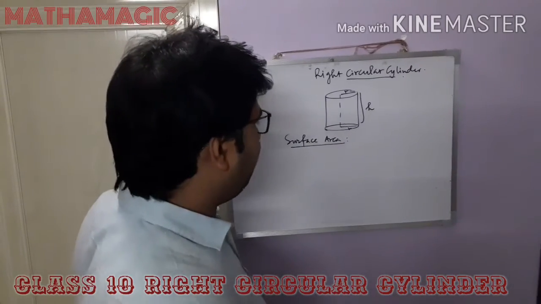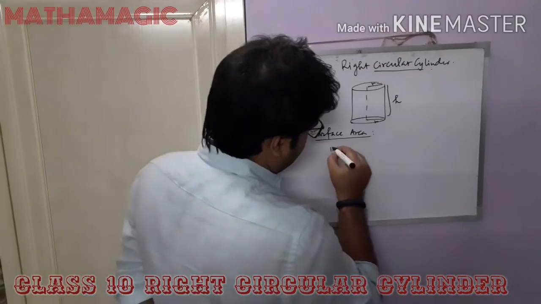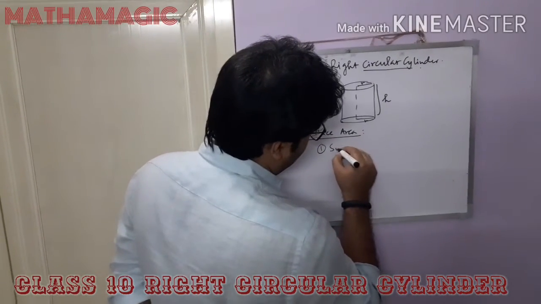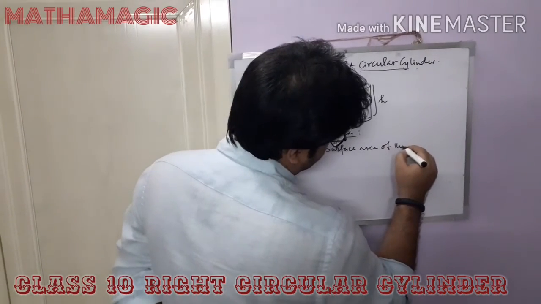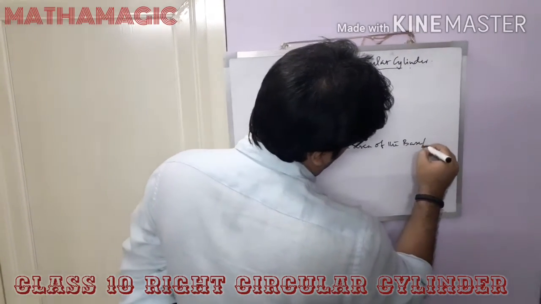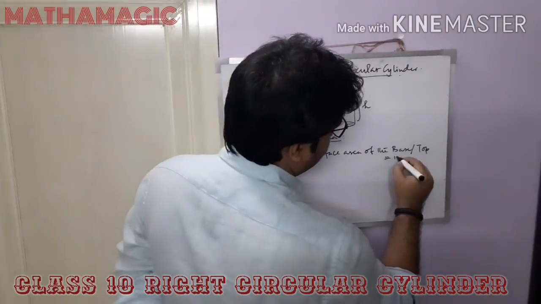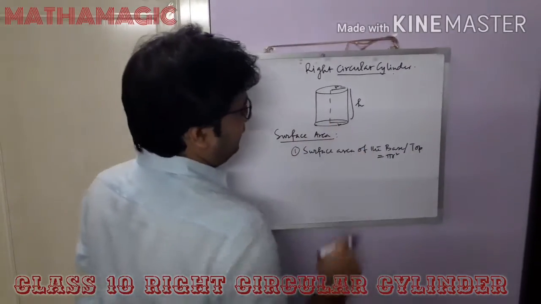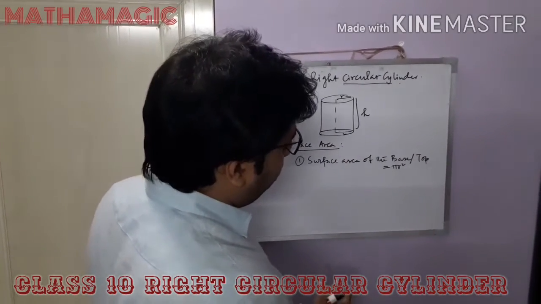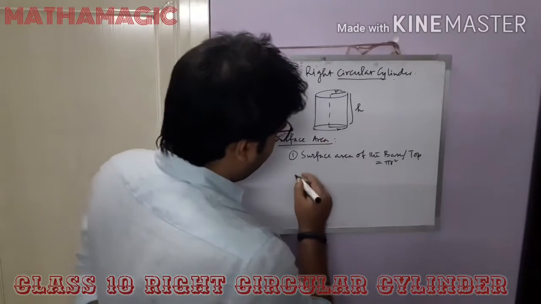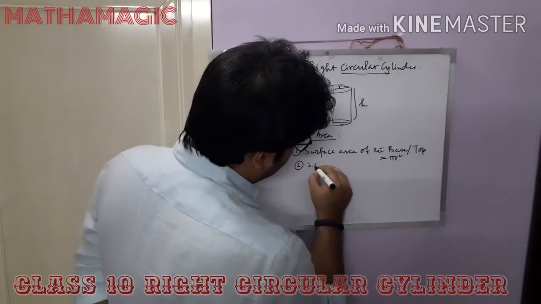Now in order to calculate the surface area of a right circular cylinder, first we have to know the surface area of the base or the top. Both will have the same surface area, and that is equal to pi r square, where r is the radius of the base and r is the radius of the top. So it will be pi r square because that is a circle. Now we'll move to calculate the curved surface area.